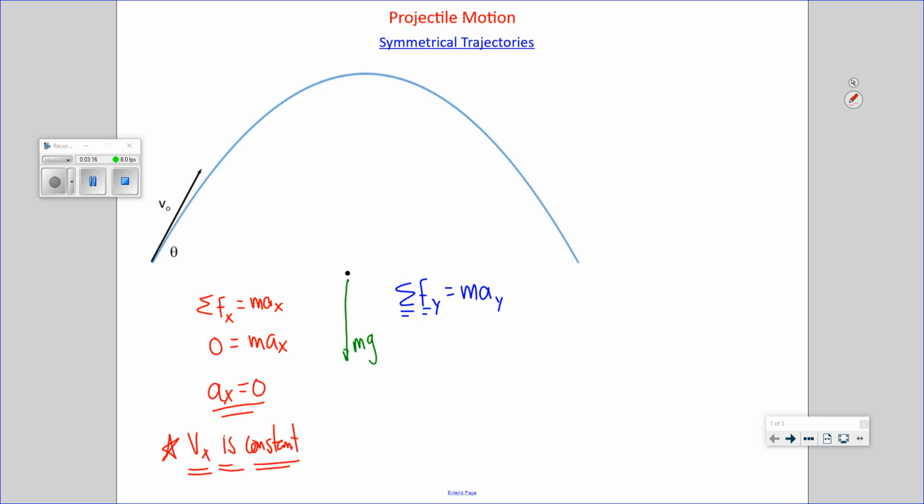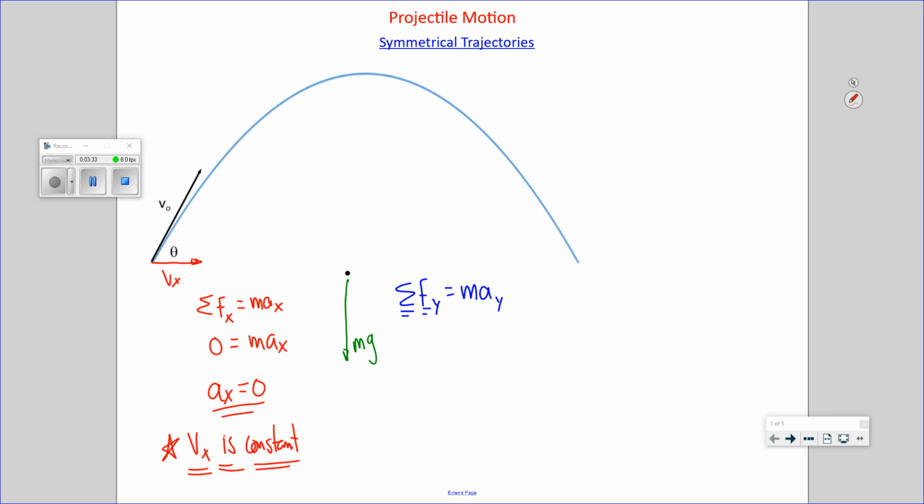for any projectile, neglecting air resistance, of course. That's a huge fact. All right, so here is a vector component of this initial velocity v naught that we'll call vx.